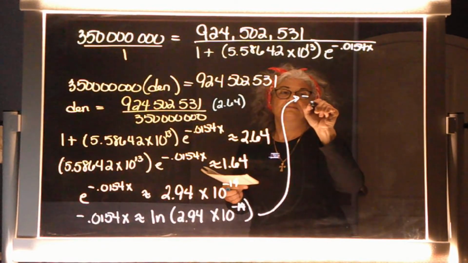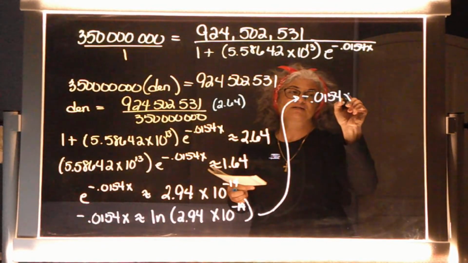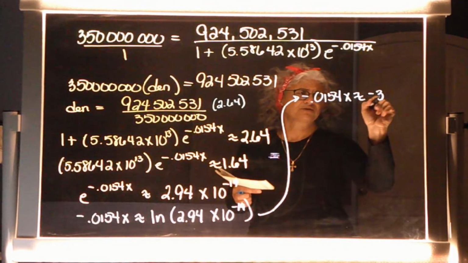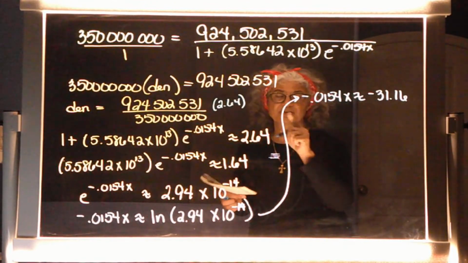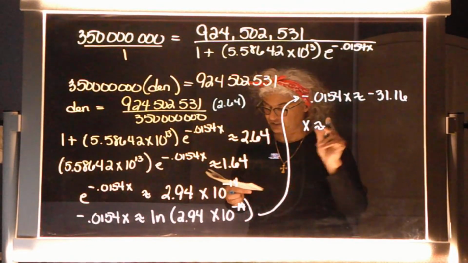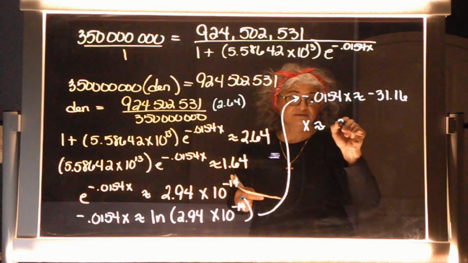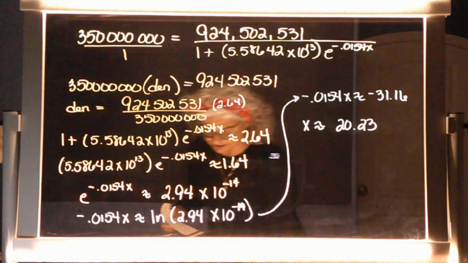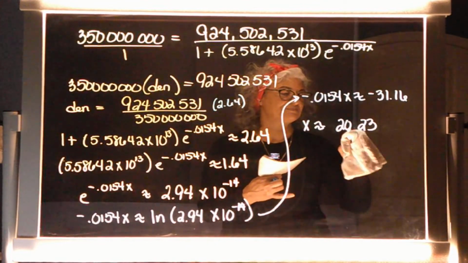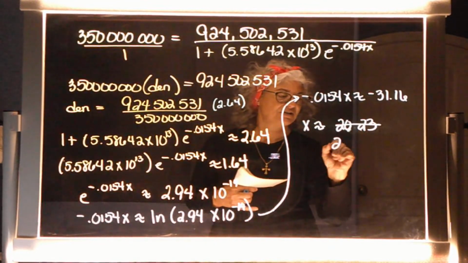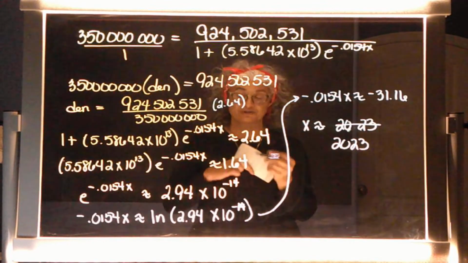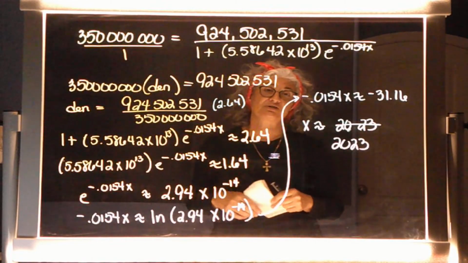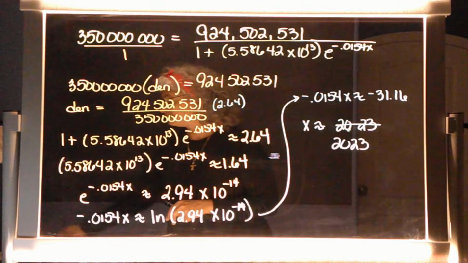So, just to make sure we're on the same page, because I know some of you actually took the natural log of this, I got approximately a negative 31.16. Don't erase the number. And then I do the division, and I get approximately 20.23. Whoops, not point. Sorry. The year 2023 is approximately when, according to this model, the population will reach 350 million.